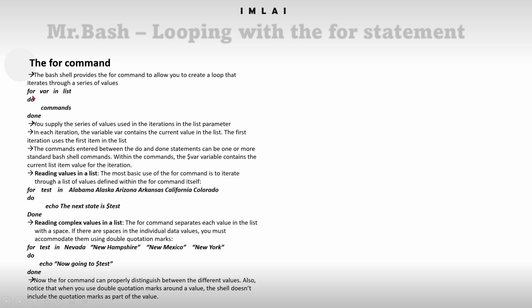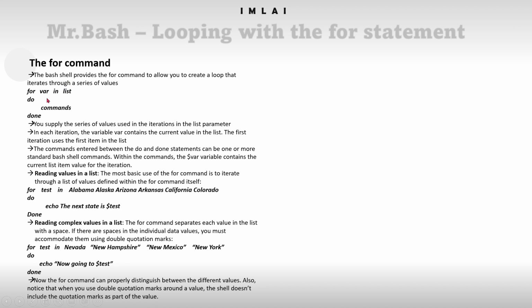And then whatever activities you want to do with each iteration, those you have to attach in do commands, and then finally you type done to close the loop. Okay, so that's how a for loop works. So you supply the series of values used in the iterations in the list parameter. Here in the list parameter, you can specify the values in the list in several ways.